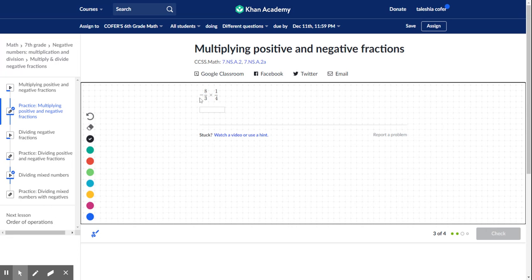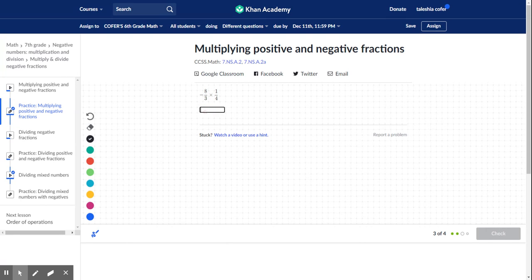On this one, they are different signs. My 8/3 is negative and my 1/4 is positive. So I know that my answer has to be negative because they're different signs. I want to reduce ahead of time. So I'm going to go ahead and write my 8/3 times 1/4. I'm just going to leave that negative sign there, not even write it because I already know the sign of my answer. When I cross reduce here, look at my 8 and my 4.